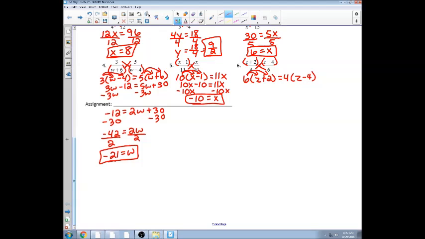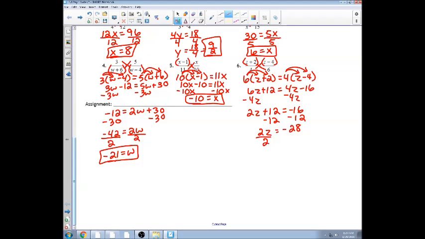Distribute. 6z plus 12 is equal to 4z minus 16. Subtract my 4z. So 2z plus 12 is equal to negative 16. Subtract my 12. 2z would be equal to negative 28. Divide by 2, divide by 2. Z is equal to negative 14.